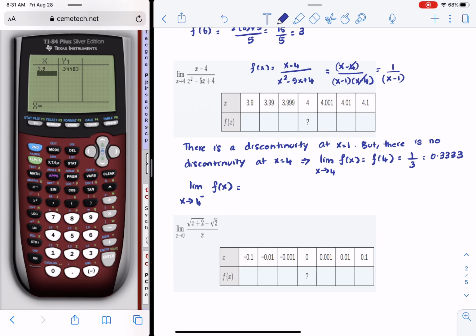So 3.9 gives us 0.3448. 3.99 gives us 0.3345. 3.9999, well, you could keep on doing it, but you have 0.3334. And from the left, it does look like it is approaching 0.333.